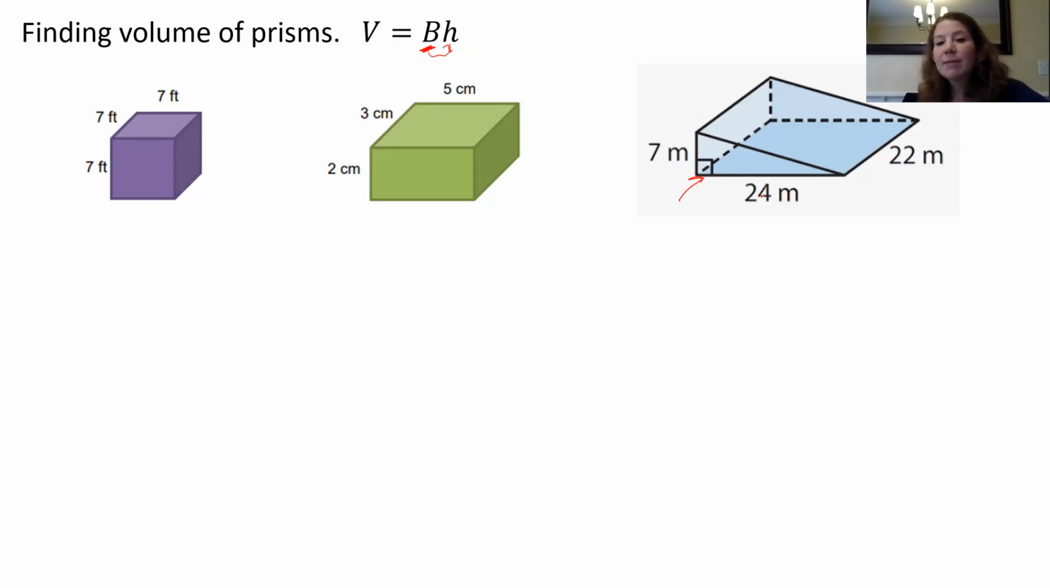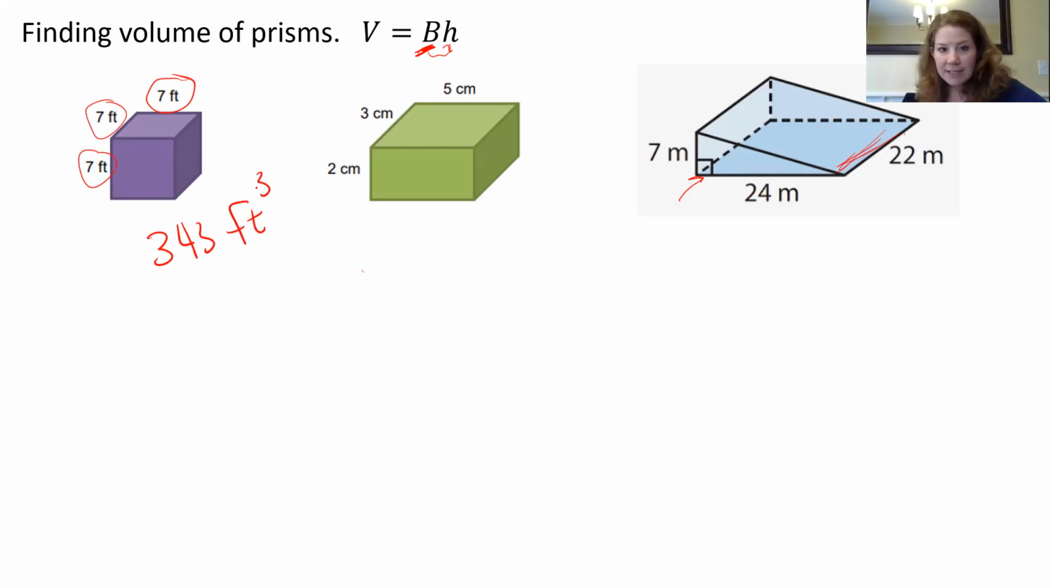So this is going to be 24 times 7 divided by 2, right? That's the area of the base. And then you multiply it by the height of the prism. But when you have rectangular prisms, it's easy because you're multiplying 3 dimensions together. So that cube is simply 7 times 7 times 7. So that one's 343. Feet times feet times feet is feet cubed.